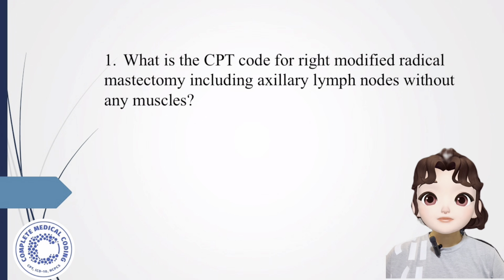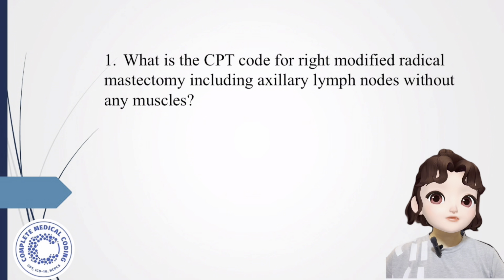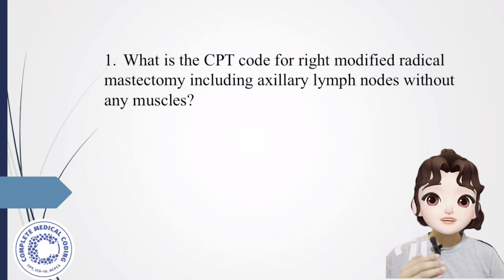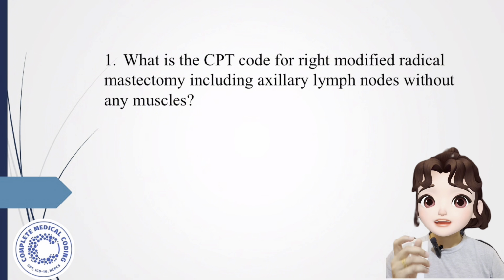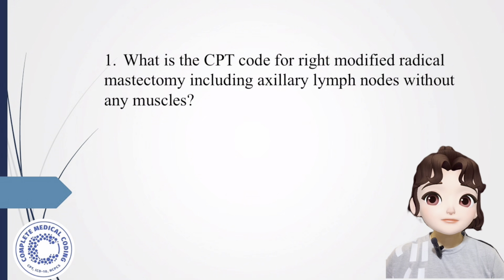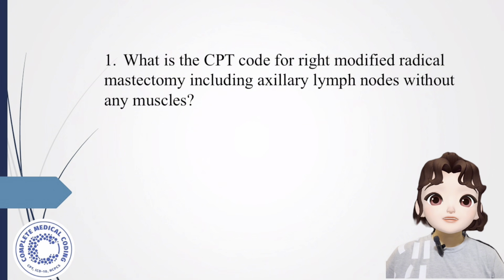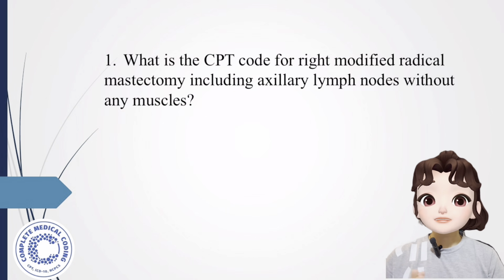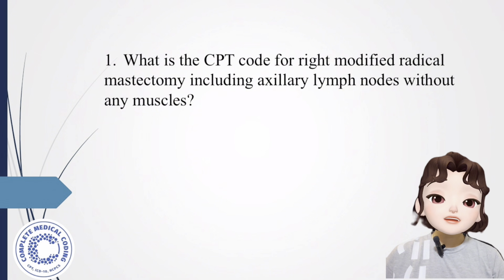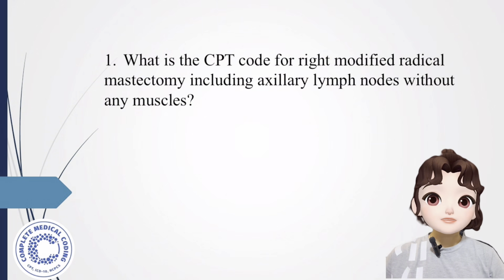So here we have to find out right modified radical mastectomy. First you have to code the section for mastectomy, so you need to navigate to mastectomy first. Then under mastectomy, you have to find the exact CPT code that we need to use in this question. Here it is mentioned mastectomy including axillary lymph nodes without any muscles. So first let's find out where mastectomy is in the CPT codebook. I'll show you that.